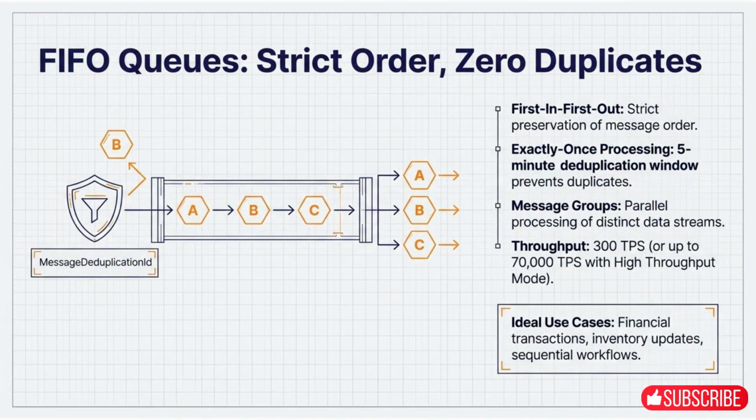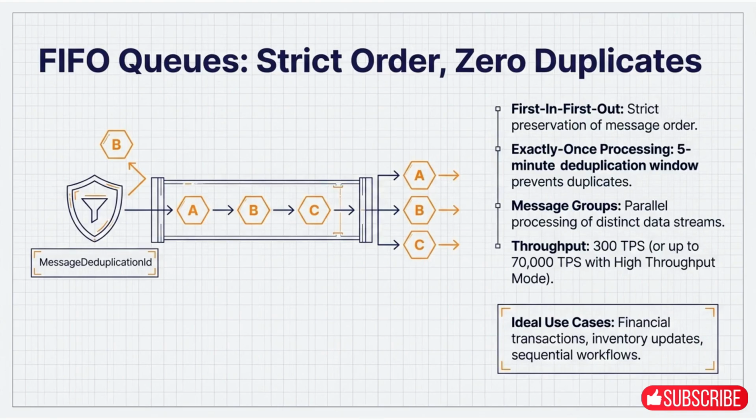FIFO means first in, first out. Use a FIFO queue when the order of operations matters or duplicate sends must be suppressed. Ordering is maintained within each message group. For example, every event for Order 101 can use the same message group ID, while other orders use different groups and can run in parallel.